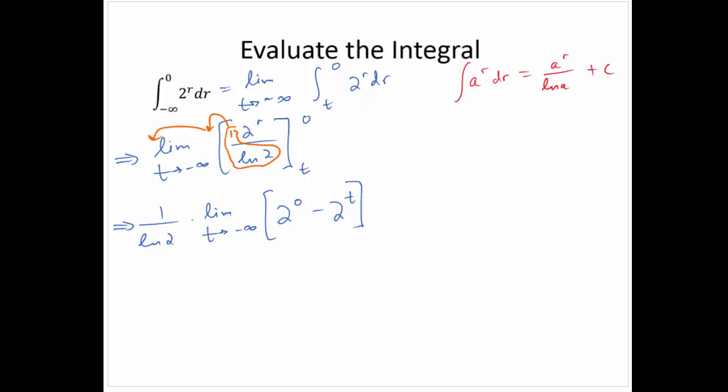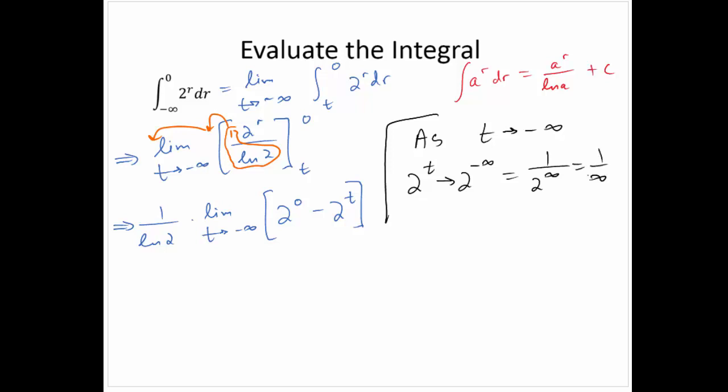Two to the 0 is 1. What happens to 2 to the t? Alright, so let's see. As t approaches negative infinity, 2 to the t would approach 2 to the negative infinity, which is 1 over 2 to the infinity. 2 to the infinity is large, so it becomes 1 over infinity, which approaches 0.